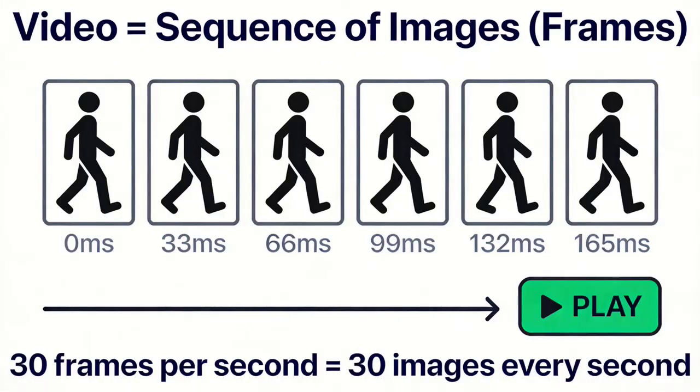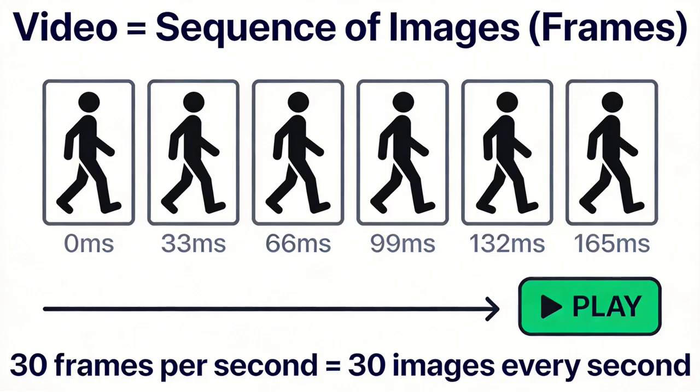Now for video, and this is where things get really interesting. What is a video at its core? Simply put, a video is just a sequence of images played very quickly, one after another. Think of an old school flip book. You draw slightly different images on each page, flip through them fast, and it looks like motion. Your computer does the same thing.